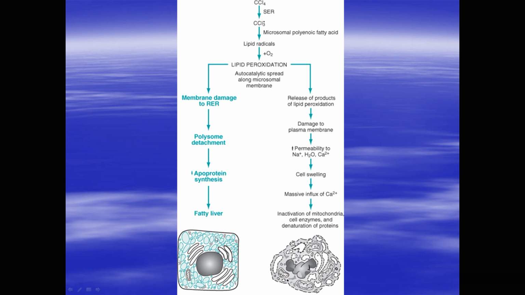This is the sensitivity of the liver, because this is the site of the degradation of carbon tetrachloride and the production of the highly active trichloromethyl radical.